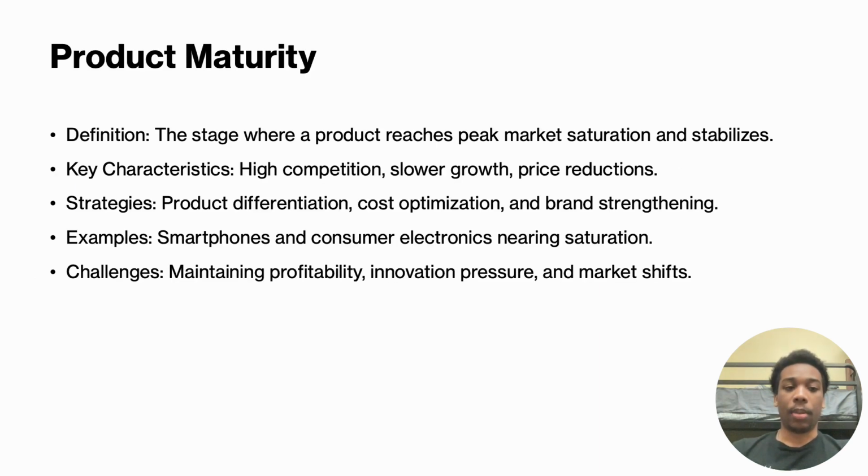So here's some more about product maturity. There's high competition towards the end, maybe not towards the beginning, but as it becomes more mature, there's gonna be a wide influx of other competition, right? There's slower growth towards the end, and the price is gonna be reduced.